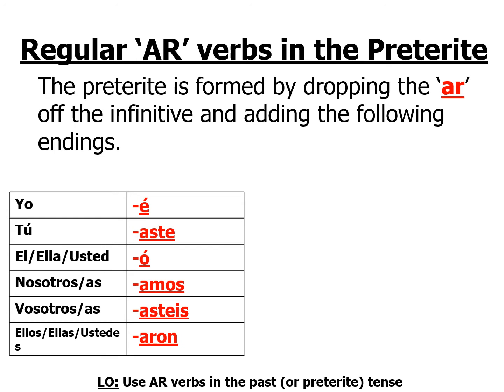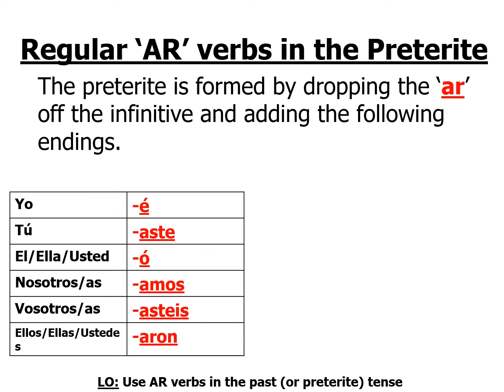We're going to practice saying that together now. I'll say the first three and you repeat back after me. Then I'll say the second three and you repeat back after me. Aste, ó. Amos, asteis, aron.